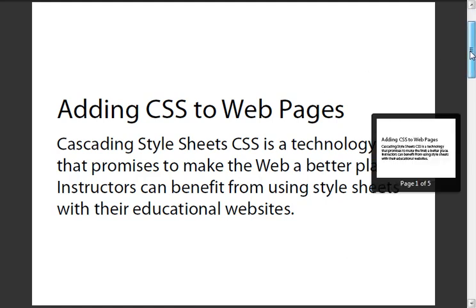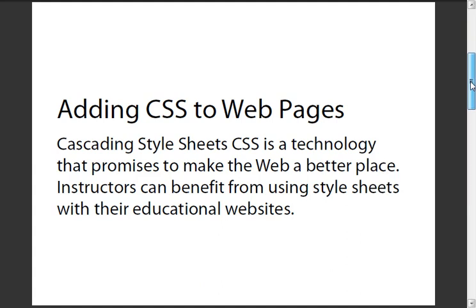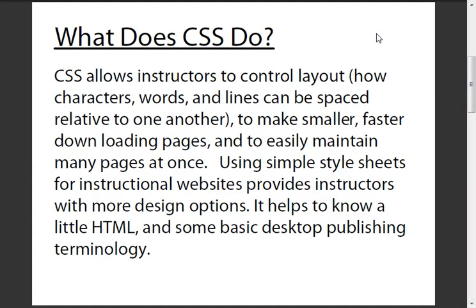Notice I'm using a PDF document here, so I'm going to scroll down and go to the next page. This page asks a question: what does CSS, or what does cascading style sheets, do? Cascading style sheets controls the layout, and that's the characters, words, and lines, and how they are spaced relative to one another. It can also control colors, font face. There's a variety of elements that styles can control.